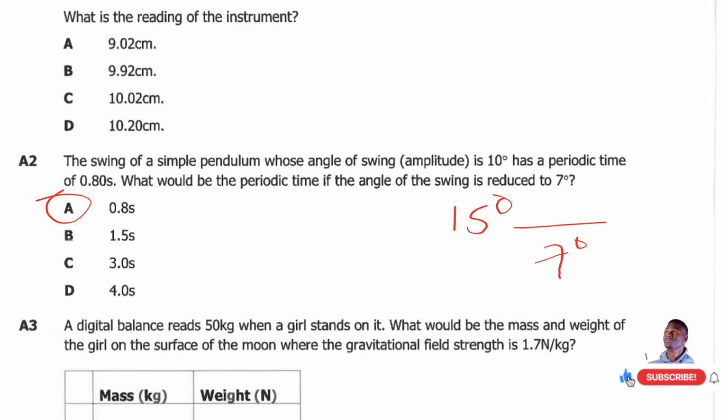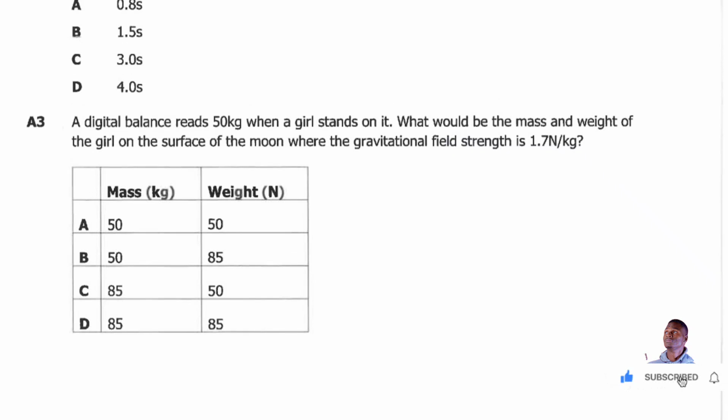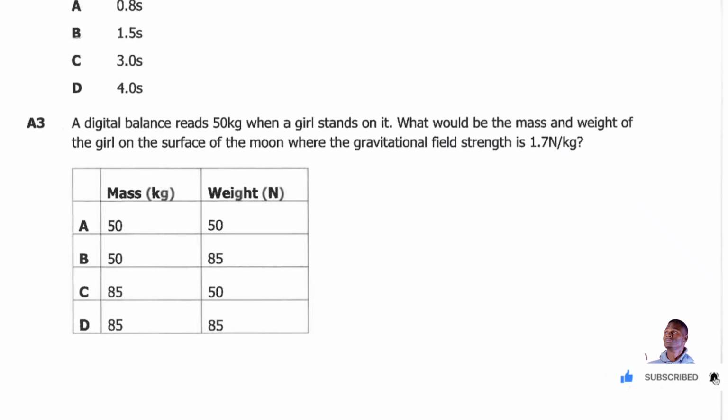Okay, question 3. A digital balance reads 50 kg when a girl stands on it. What would be the mass and weight of the girl on the surface of the moon where the gravitational field strength is 1.7 Newton per kg? All right, this is simple.